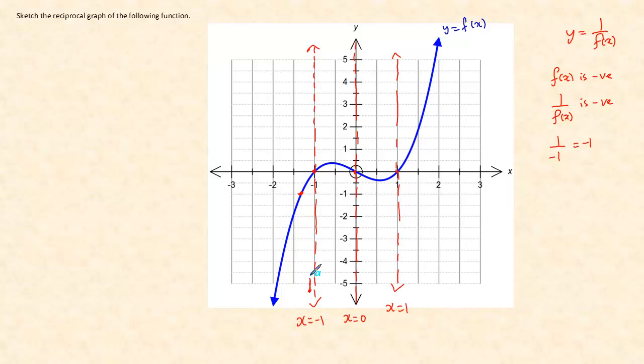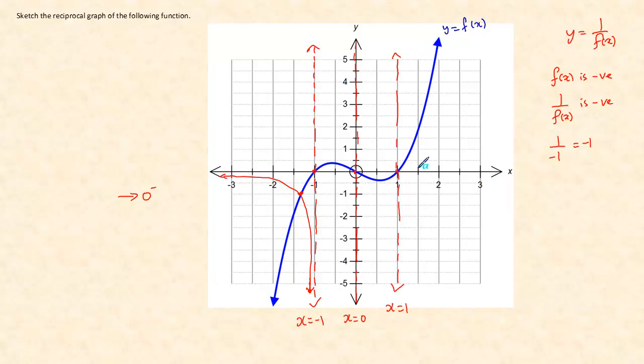So that's going to come down like this and through this point, and then this is getting very large and negative. 1 divided by very large is very small, so this is going to tend to the x-axis along here, and the x-axis will be a horizontal asymptote.